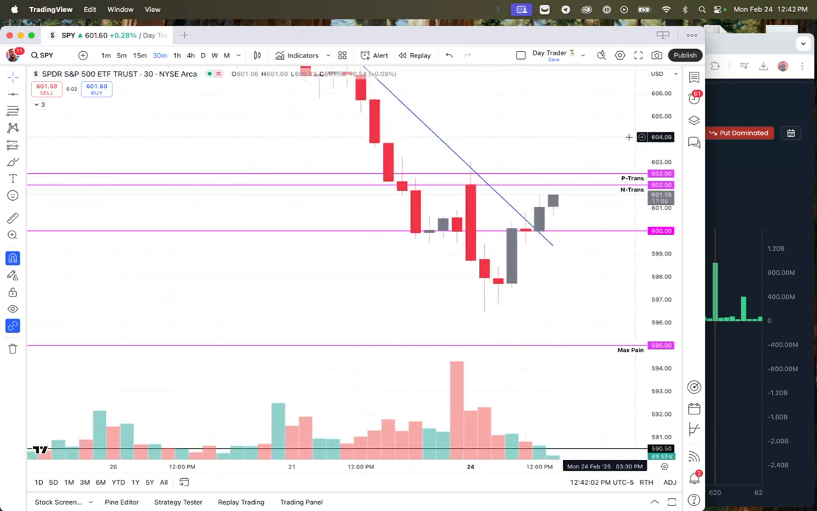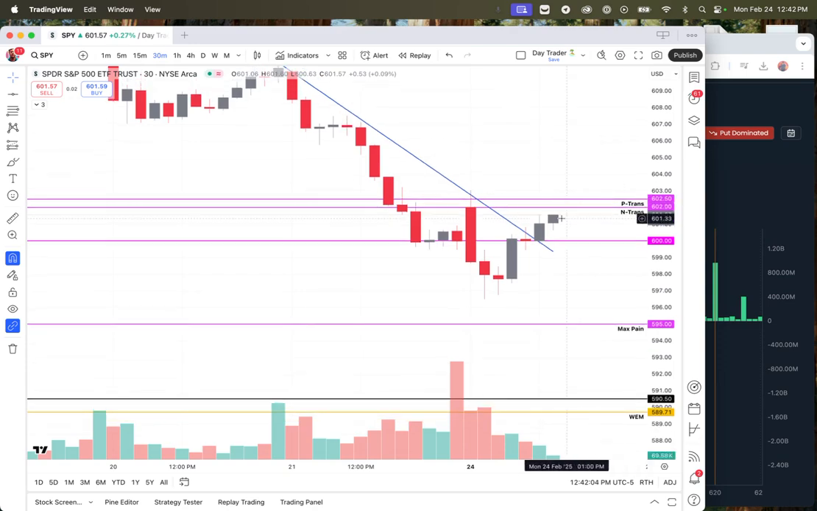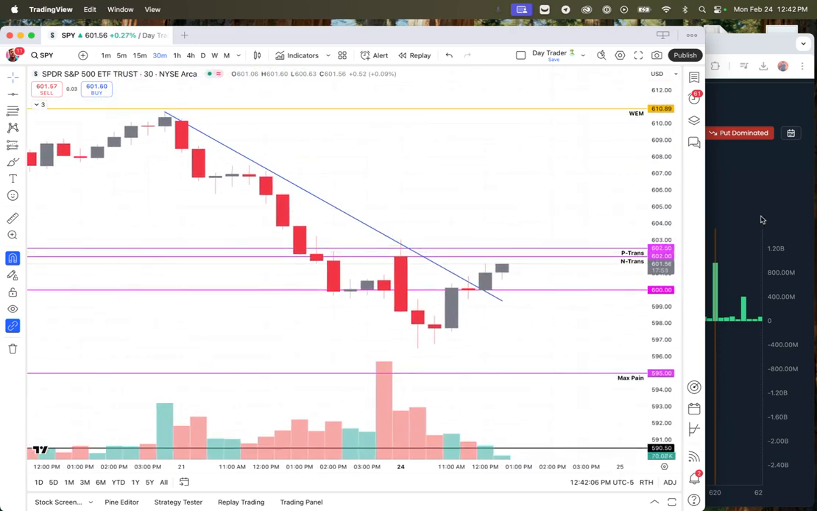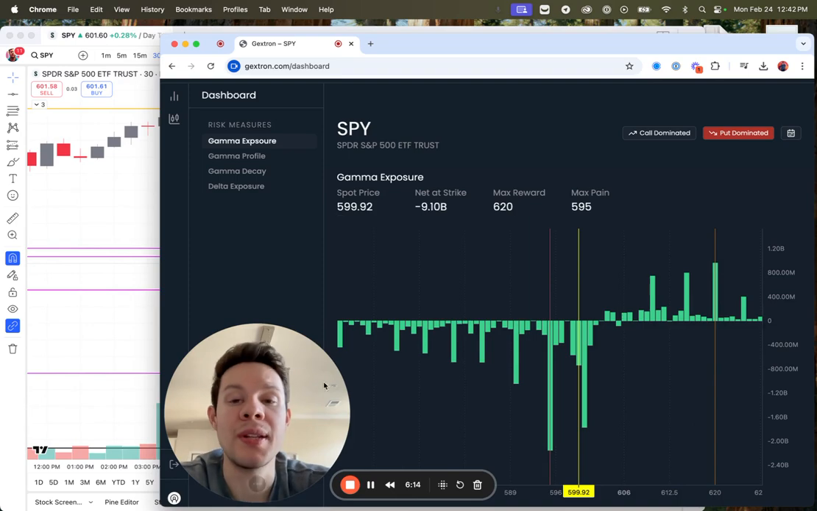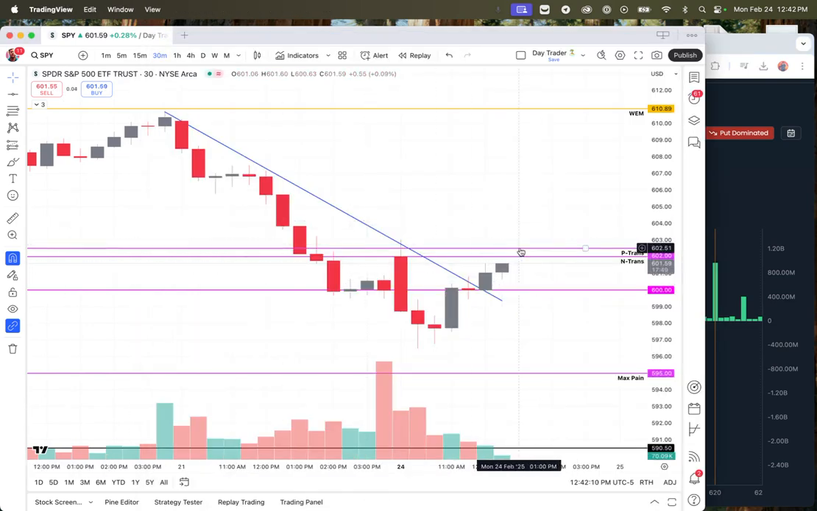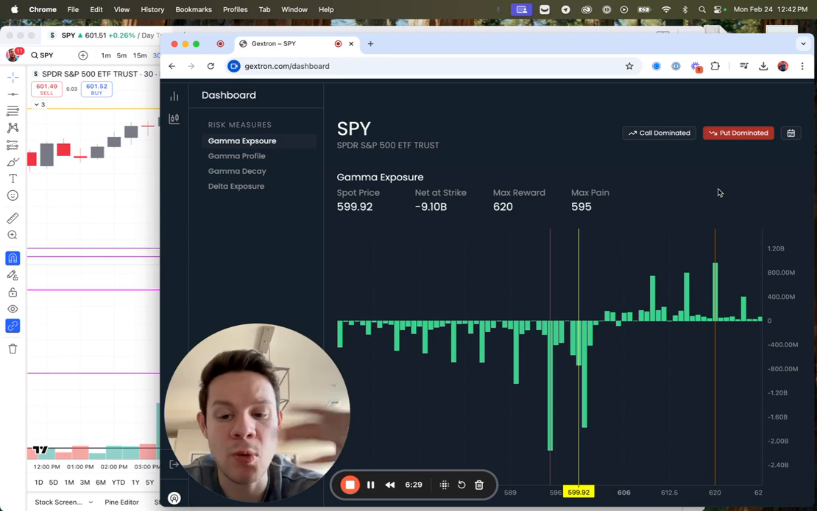Now, what do I do from here, right? Well, if you haven't entered a position, you want to wait for a position. Let's say you're using a tool like Gextron, then you would want to wait for the 602 for price action to go above it, right? Wait to see if it goes there, gets close, then enter a position or start a position here. Get a few days out, get a couple weeks out, because this is a weekly expected move.